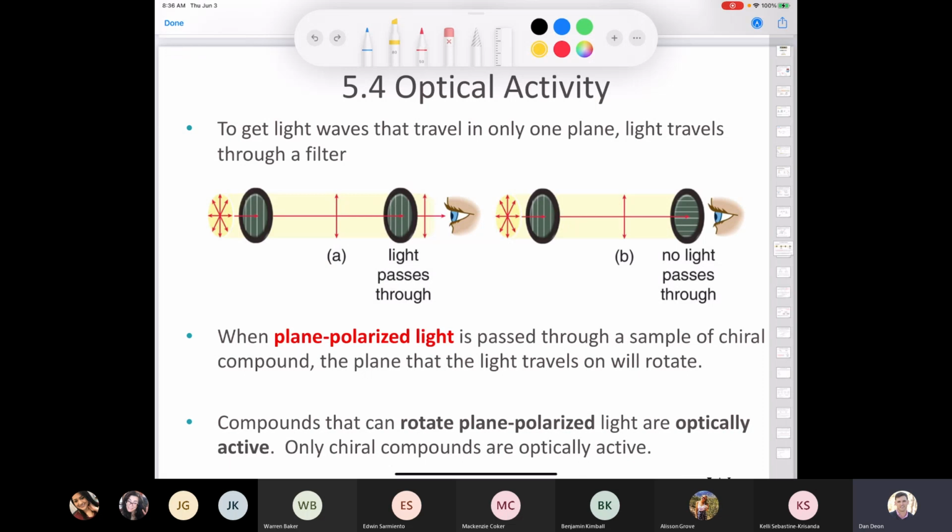Now, I've kind of given up on asking this question because I don't know why, but when I was a teenager, a big thing was polarized sunglasses.